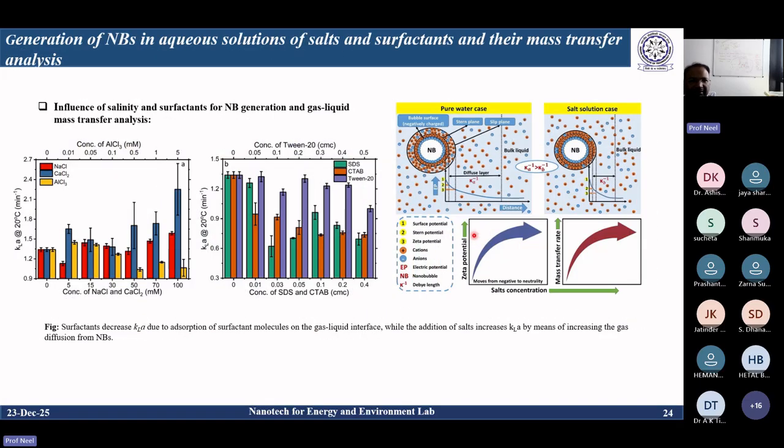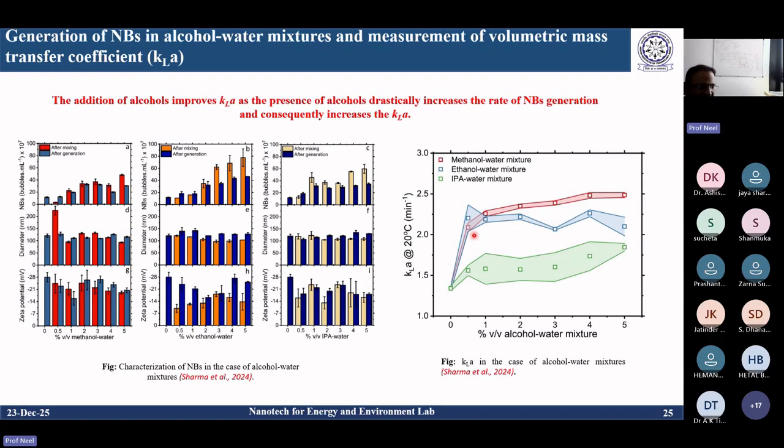So now I will talk about the alcohol mixture. So let's say we are dealing with the alcohol water mixture where the mass transfer rate is to be determined. So if you would like to determine the mass transfer rate in a water alcohol system, it depends on the water alcohol mixture.